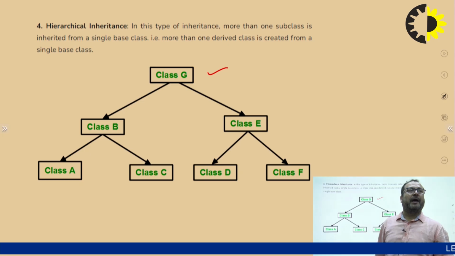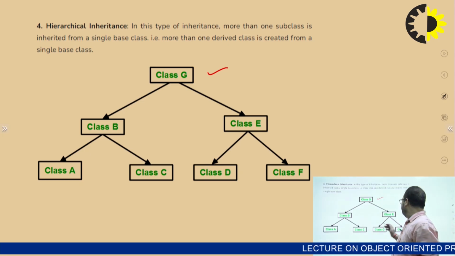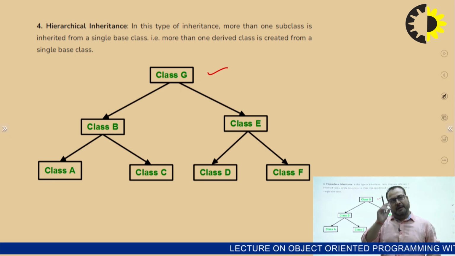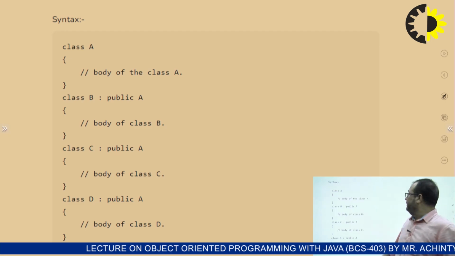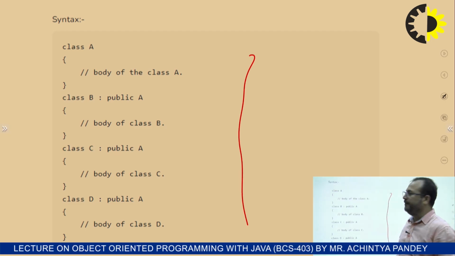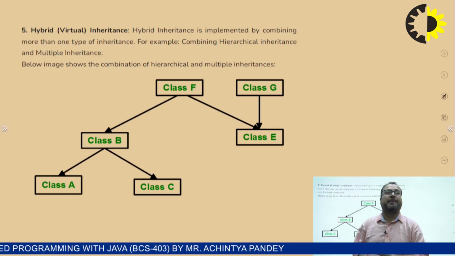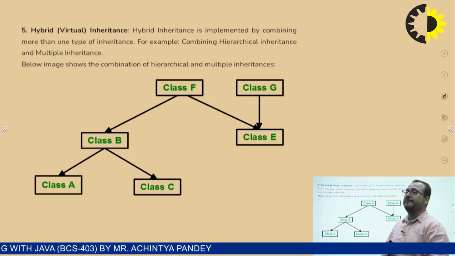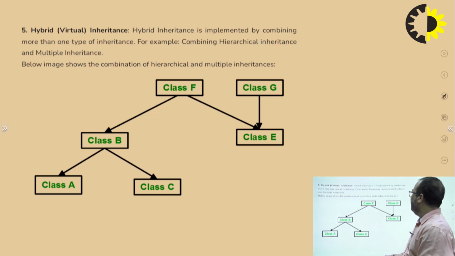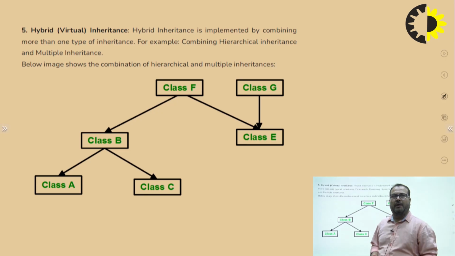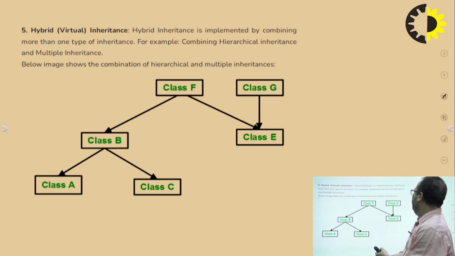A tree could have n number of nodes, and a node could have so many children. Even if it is binary, then it could have two. This is the simple code which implements a hierarchical inheritance. Then the next one is hybrid inheritance. Hybrid inheritance means a class which combines more than one category of inheritance.